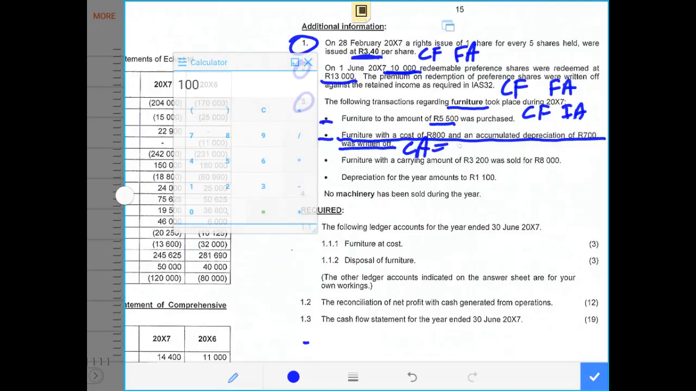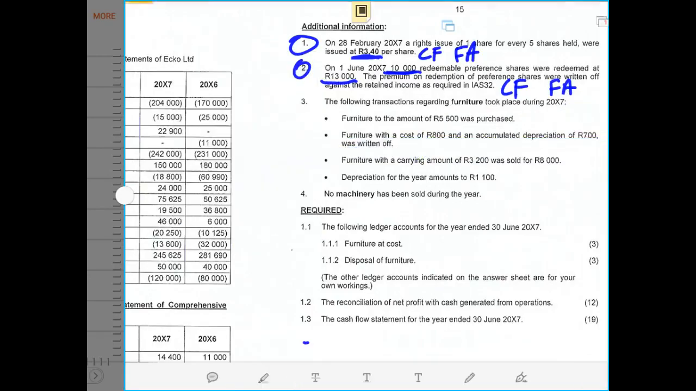That means the carrying amount of this furniture was 100 rand, and the furniture that had the carrying amount of 100 rand was written off. Therefore, the 100 rand becomes a loss on the write down of the furniture. This loss on the write down of the furniture was supposed to have been recorded in the income statement.